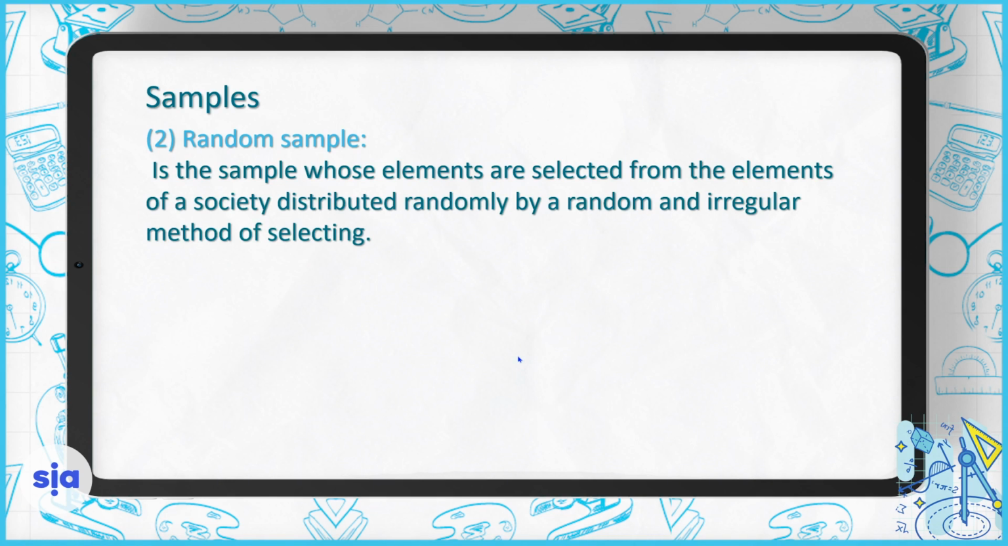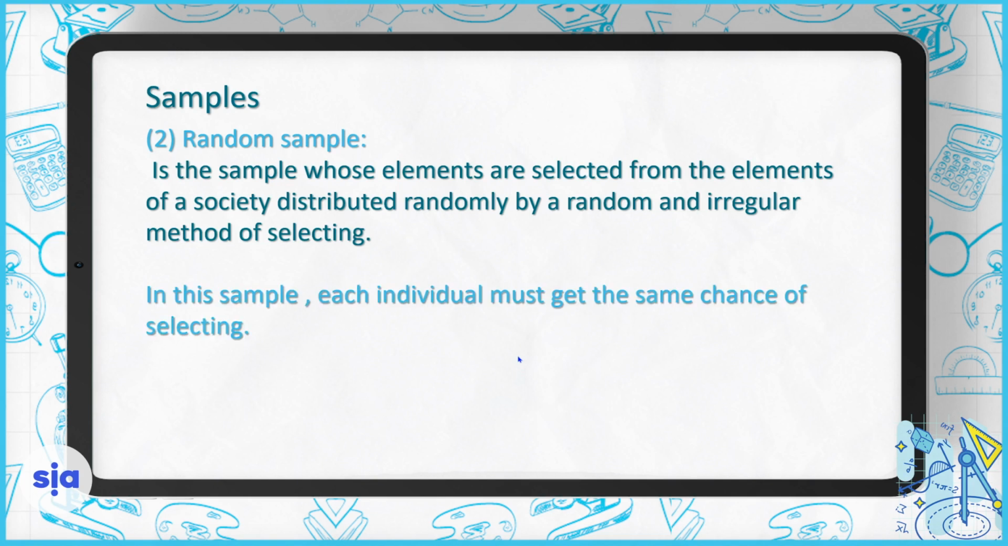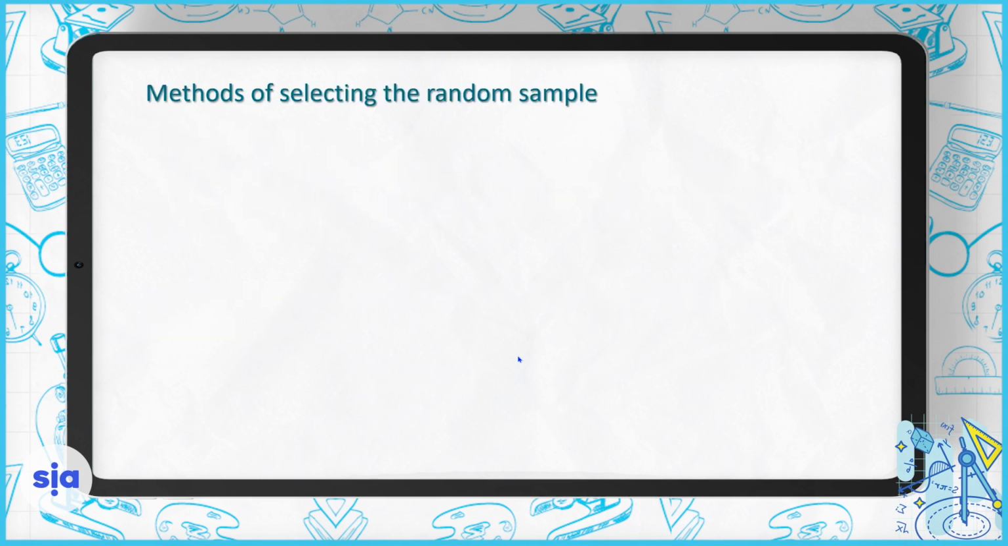The second type is the random sample, which is the sample whose elements are selected from the elements of a society distributed randomly by a random and irregular method of selecting. For example, in this sample, each individual must get the same chance of selecting.